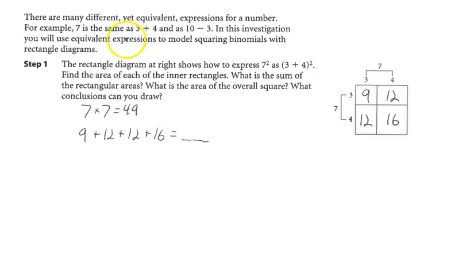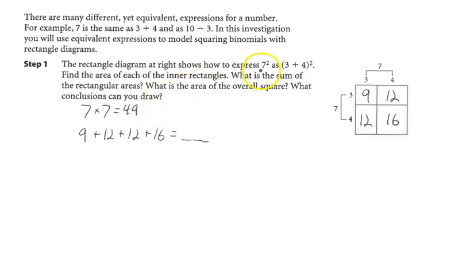Alright, in this investigation, we're going to actually take something very simple and make it complicated. But then we're going to use that idea to take something complicated and make it simple. So we're going to start with 7 squared. We know that 7 times 7 equals 49.